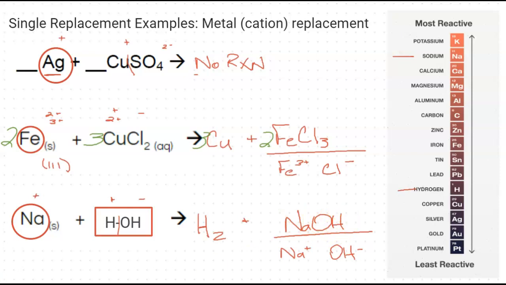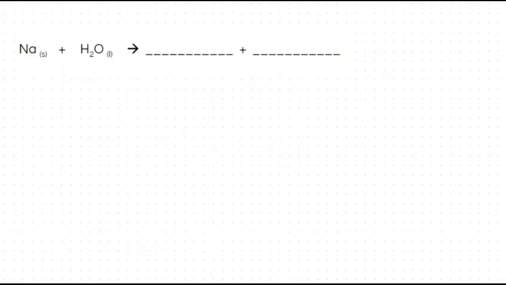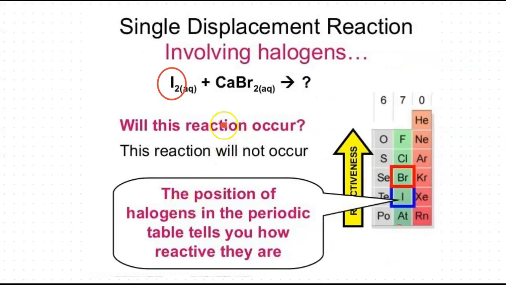And those would be my two products. So that's how you do single replacement with metals. The third type of reaction we're going to look at today is also single replacement, but this is going to have halogens. So this is sometimes called anion replacement, AKA anion replacement. Anions are negative, and when the halogens are ions, they are negative.